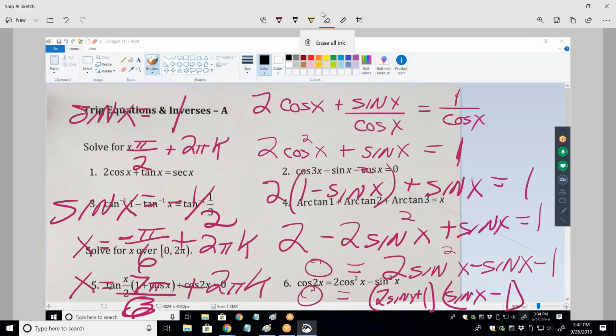Let me, oh shoot, I can only erase it. I don't want to do that. That's a 6.